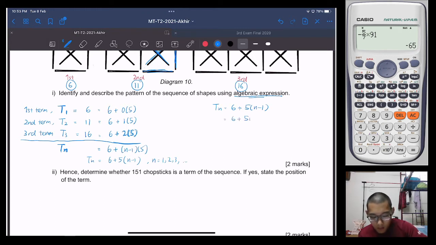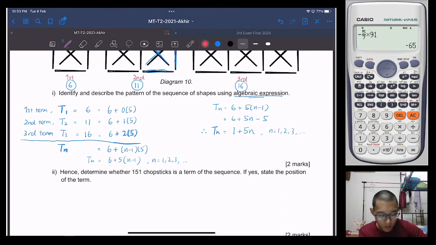We found that we have 5n and minus 5, right? 5n minus 5, based on this information here. Then you try to simplify. So 6 minus 5, we have 1 plus 5n. Now we have the algebraic expression in simplest form. Then we continue, writing down n is 1, 2, 3, and so on. So this is the final one, hence, conclude.